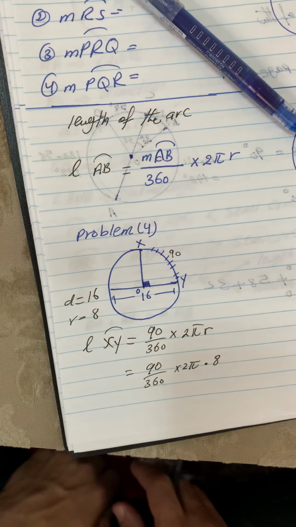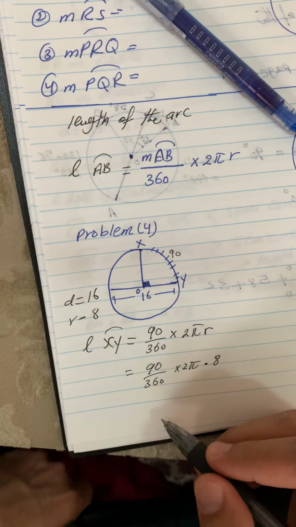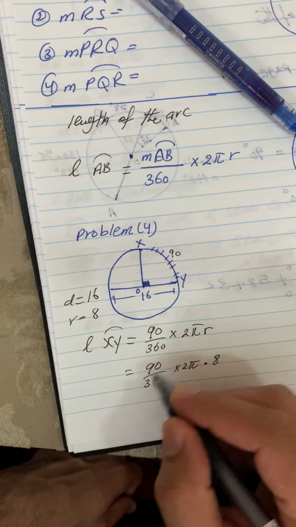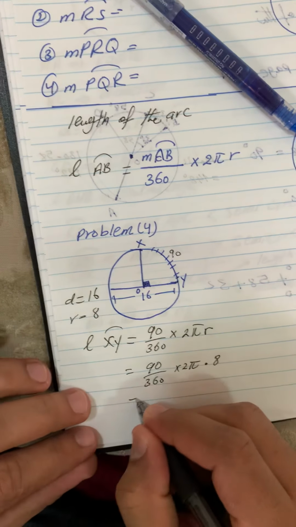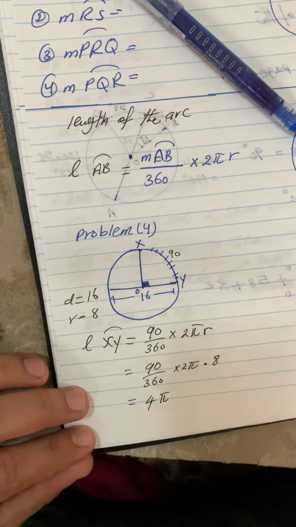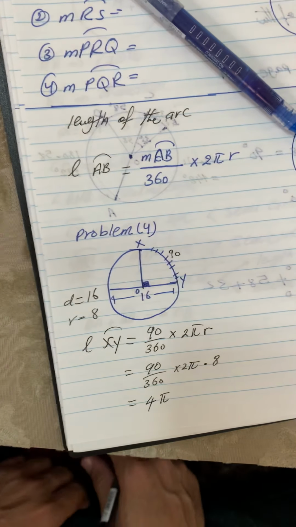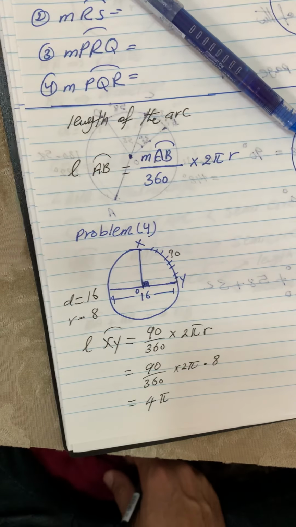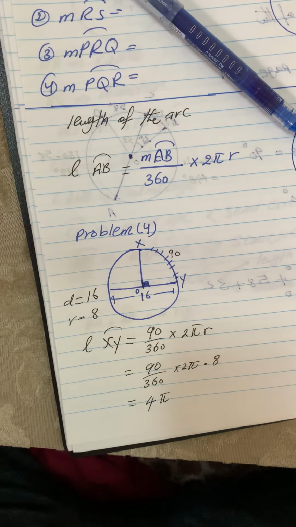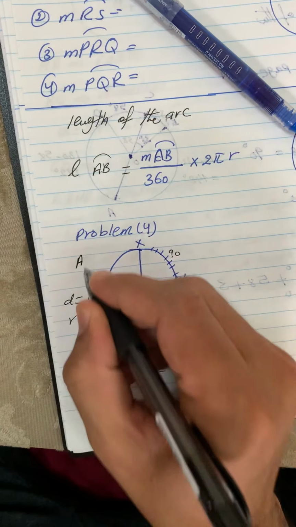Put this on the calculator. We are going to get 1 over 4, so it's 4π. So it's 4π, and leave your solution in terms of π. Leave your solution in terms of π. This is A, problem number 4A.